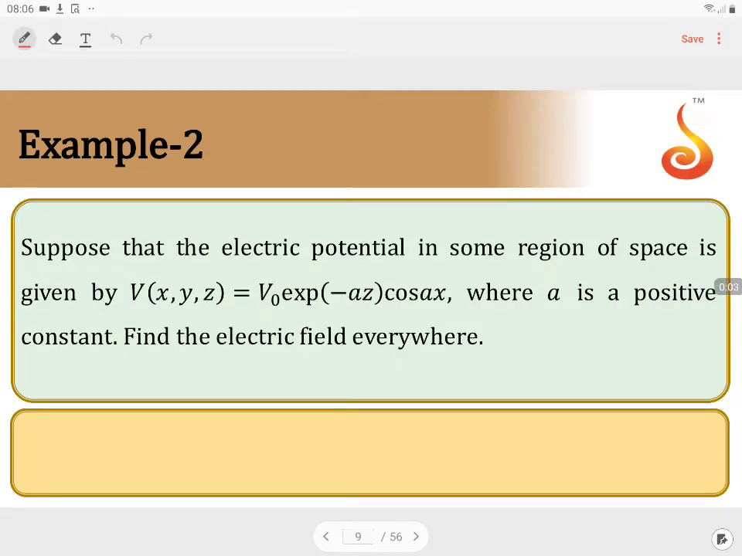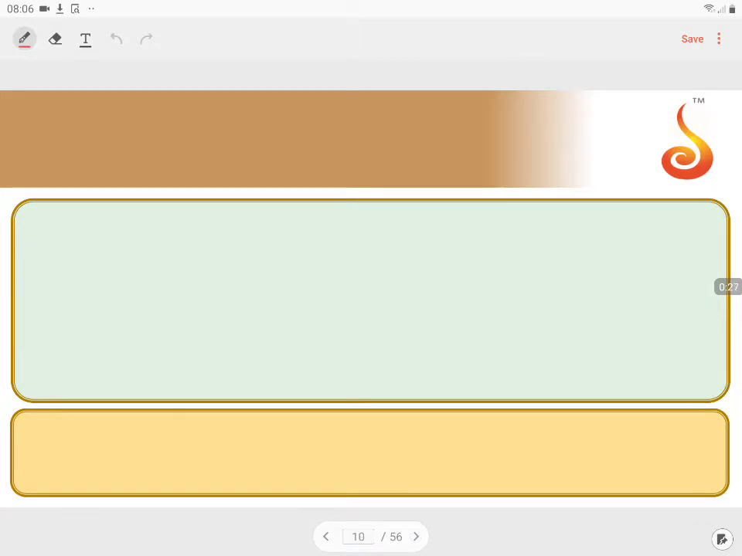Suppose that electric potential in some region of space is given by V equal to V naught e to the power of minus Az into cos Ax, where A is positive constant. So find the electric field at a general point x, y, z. To find the electric field at a general point, we have this relation. So first we write what the potential given here.